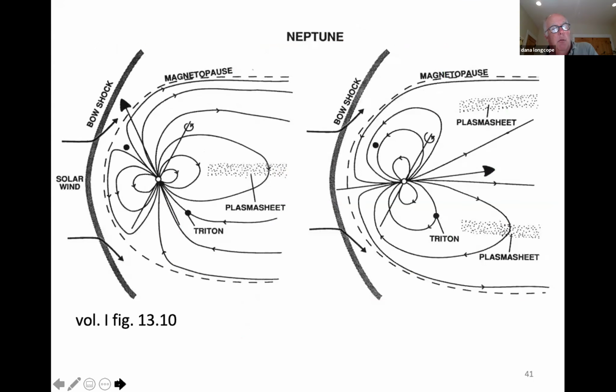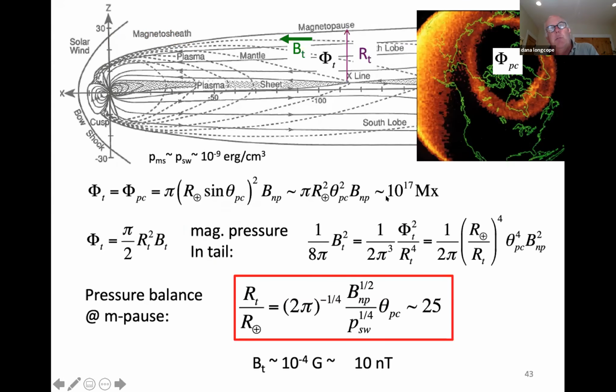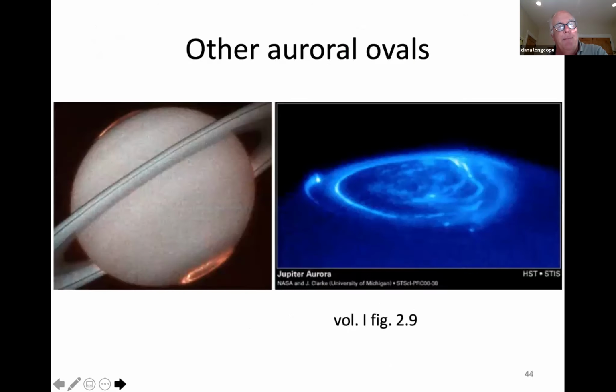So we just plug in the numbers there, and we find that we get about 25 Earth radii. I keep saying solar radii, Earth radii. So this is bigger than the magnetopause, but not that much bigger. We've got this 25 Earth radius tail that goes downstream of the Earth, and that is the magnetotail. It's just this big bundle of open field lines that's been swept downstream by the solar wind. I'll give you some pictures of other auroral ovals. There's one on Jupiter, and there's the nice photogenic one on Saturn.